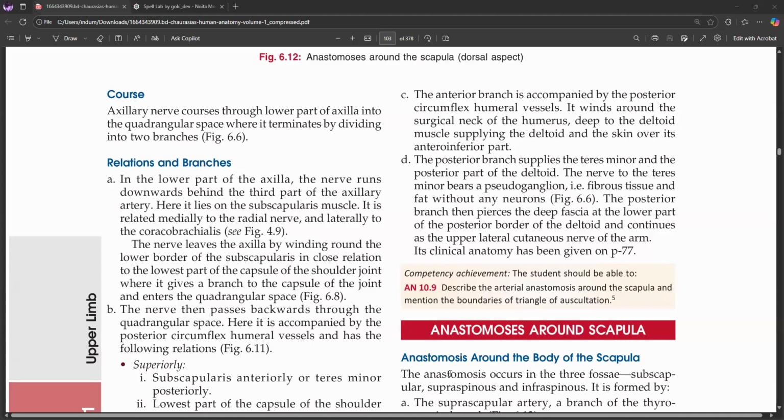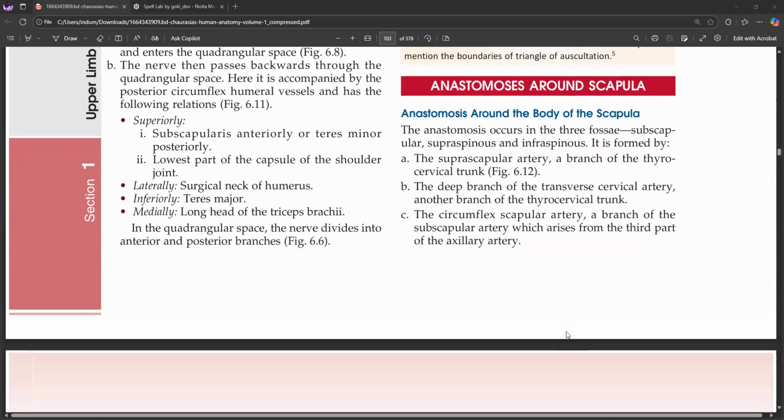The posterior branch then pierces the deep fascia at the lower part of the posterior border of the deltoid and continues as the upper lateral cutaneous nerve of the arm. Its clinical anatomy has been given on page 77. Anastomosis around the scapula. Anastomosis around the body of the scapula. The anastomosis occurs in the three fossae: subscapular, supraspinous, and infraspinous.